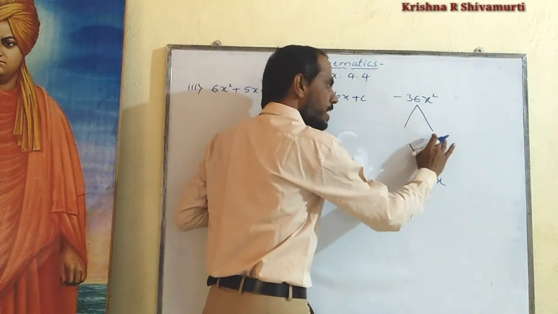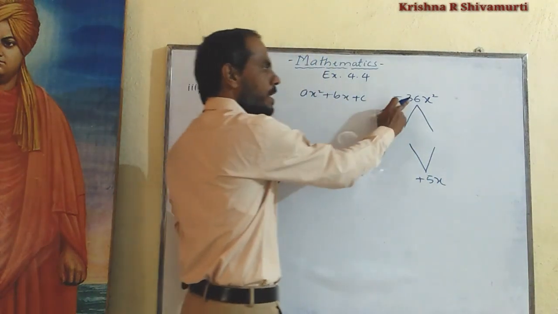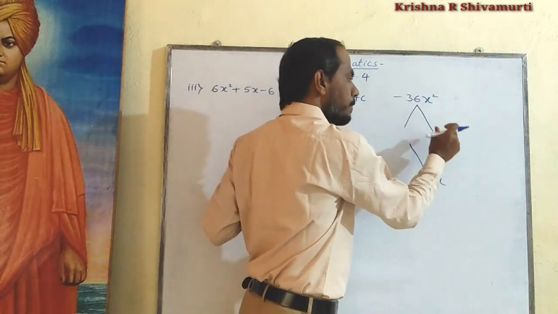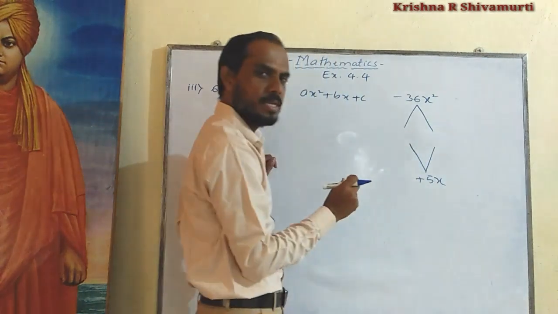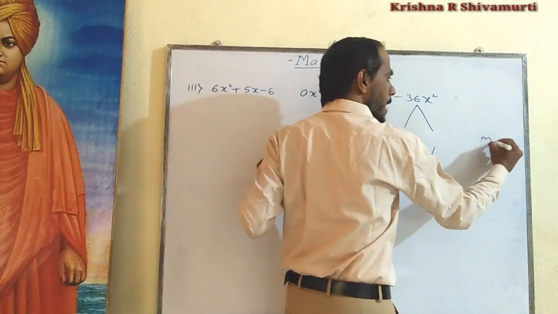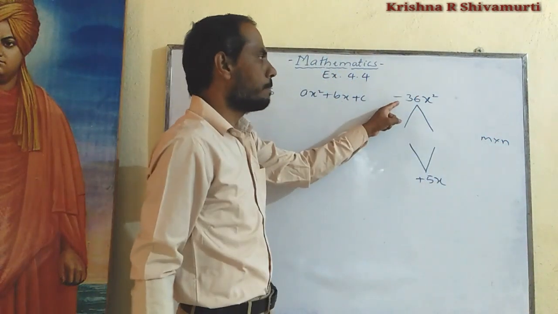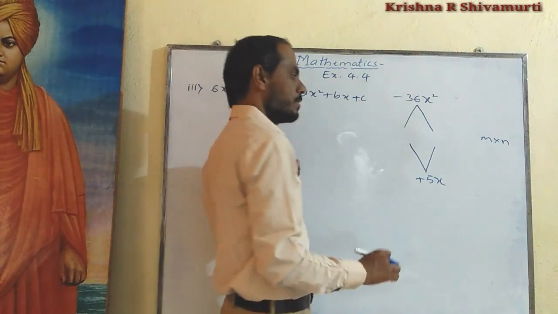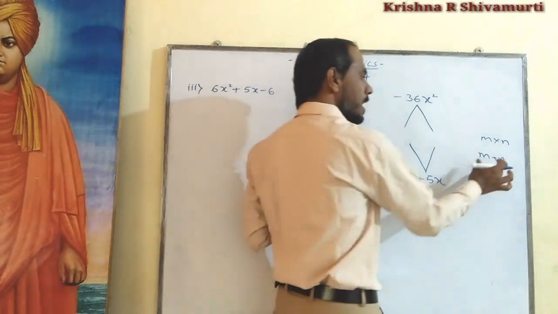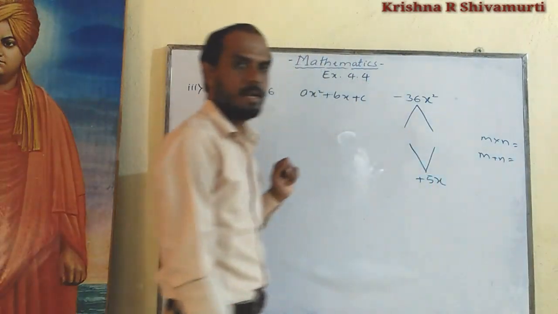means multiplication. The multiplication of the two numbers should equal the product of the first and last terms. Let one number be m and another number be n. Their multiplication must be m into n, which equals this product, minus 36x square. And their algebraic sum, m plus n, should be the middle term.